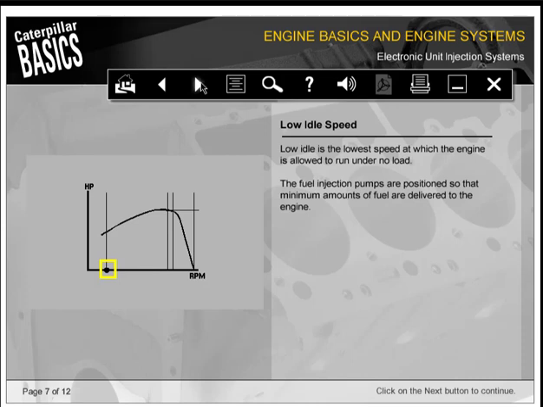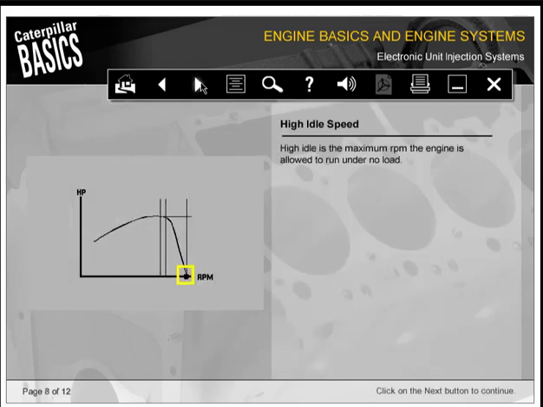Low idle is the lowest speed at which the engine is allowed to run under no load. The fuel injection pumps are positioned so that minimum amounts of fuel are delivered to the engine. High idle is the maximum RPM the engine is allowed to run under no load.